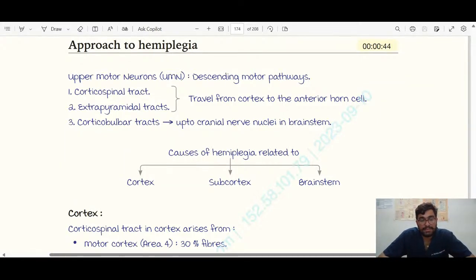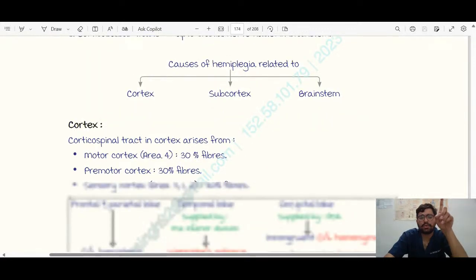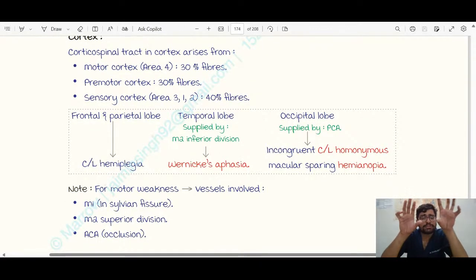Here are the corticospinal pathway, extrapyramidal tract, and corticobulbar tract. The corticospinal and extrapyramidal tracts travel from the cortex to the anterior horn cell. The corticobulbar tract goes up to the cranial nerve nuclei in the brainstem. So hemiplegia is related to the cortex, subcortex, and brainstem. First I will discuss the cortex. What hemiplegia is caused by the cortex?